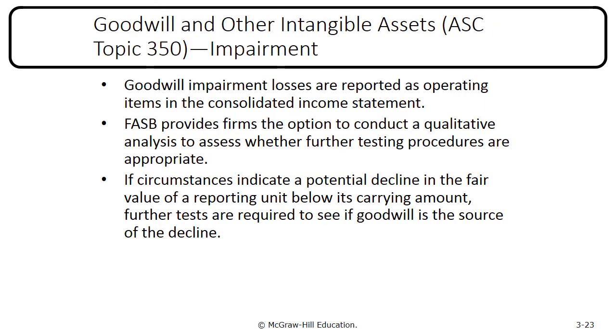So, goodwill impairment losses are reported as operating items in the consolidated income statement. So, we may need to write down that goodwill if it's lost value.